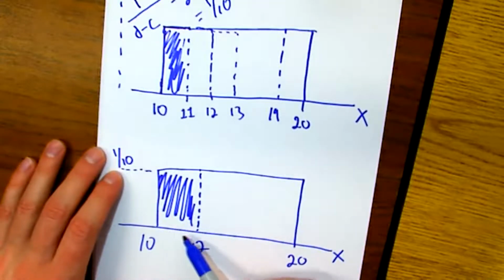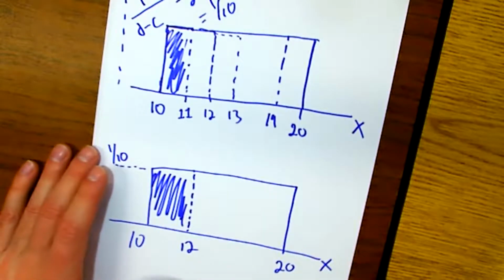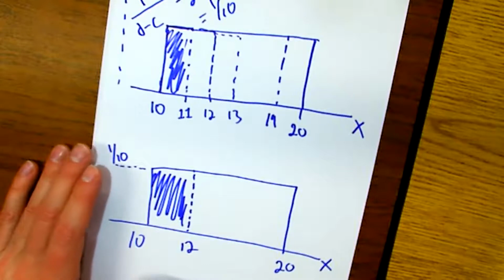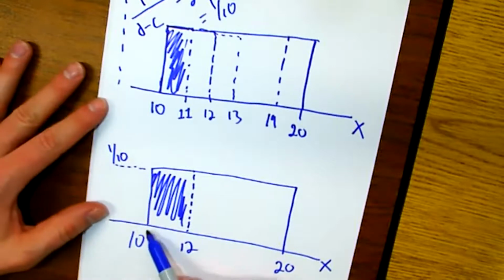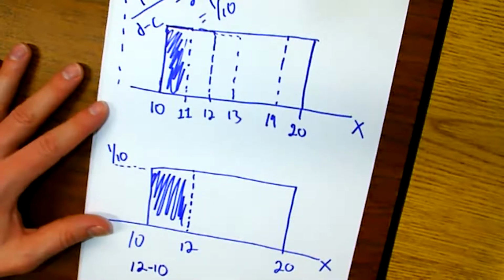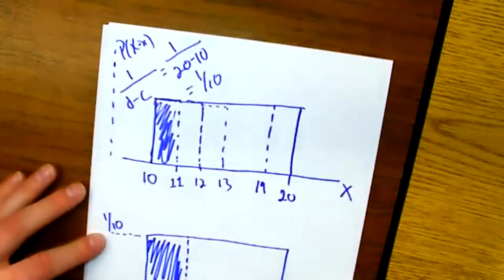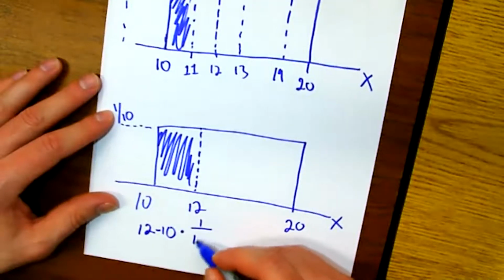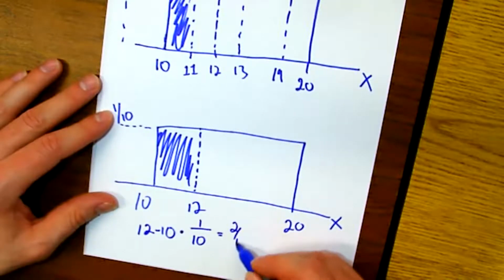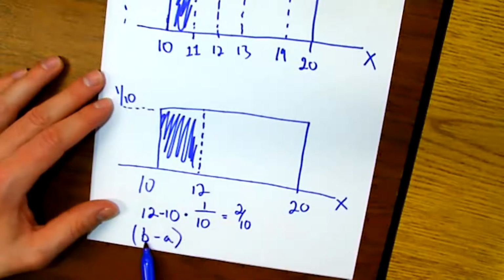So notice, this is just the area of a rectangle. I always say this, I'm far enough removed from doing a lot of geometry stuff. You know, it's base times height or length times width, whatever you want to call it, right? So what's the width of this rectangle? Yeah, 2. What you were doing there was just taking 12 minus 10. You would then multiply it by the height of this rectangle, which we got from that probability density function. So 1 over 10 or 2/10.